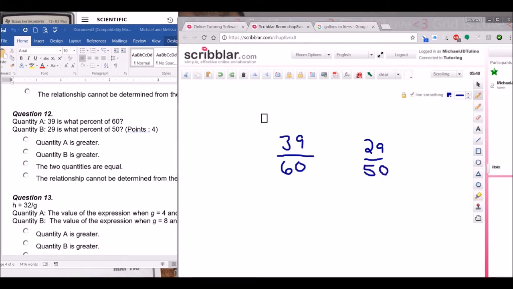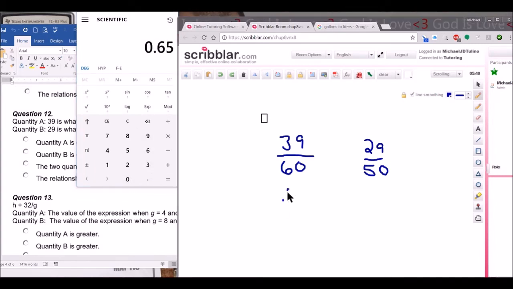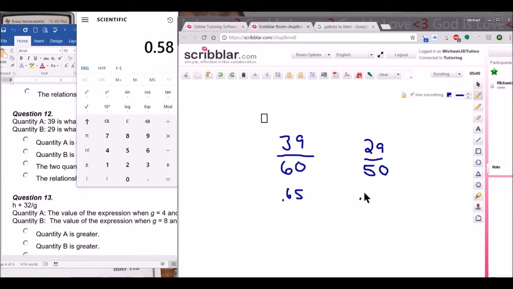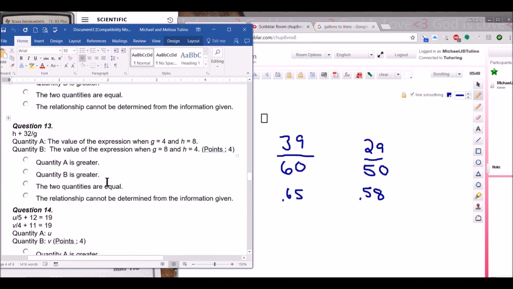All right, let's take out the calculators. 39 divided by 60 is 0.65. And 29 divided by 50 is 0.58. So it's obvious which one is the greater one. It's the 39 over the 60. All right, next.